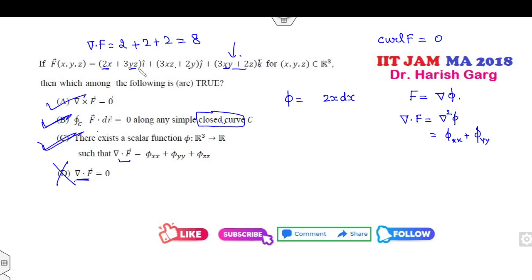Otherwise, you can also find the value of phi in a very simple manner. That I think you can do on your own. It is not a big deal. You can make the pair, this xz. You can make the pair of the xz. Fine, and so on.